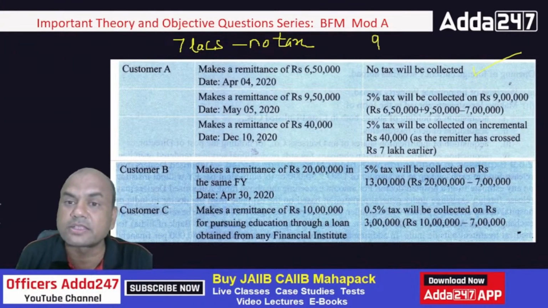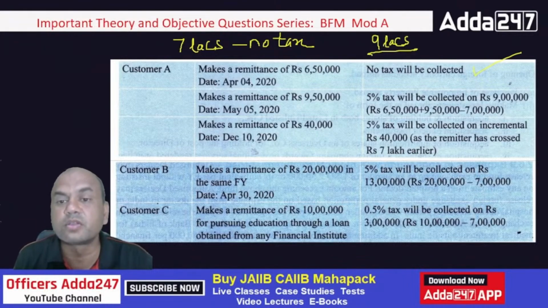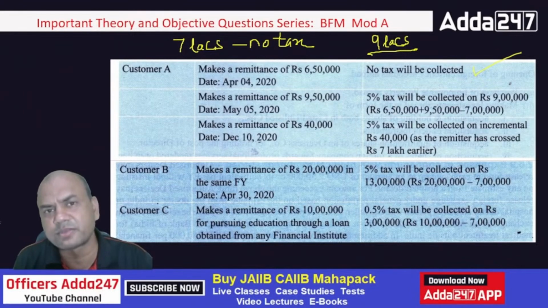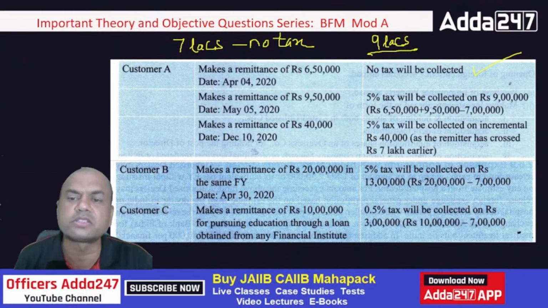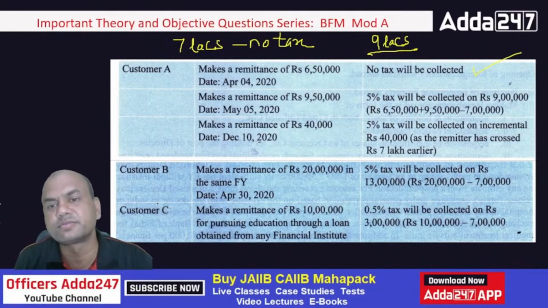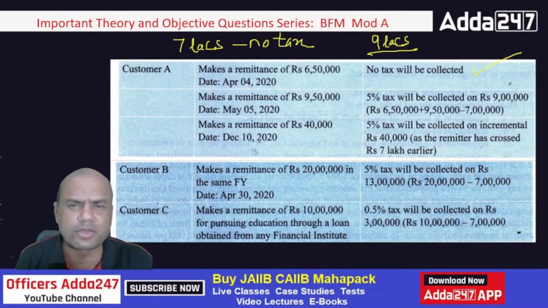So on 9 lakhs I'll be collecting the tax because that is above the limit, isn't it? So look at this. 5% tax will be collected on 9 lakhs. Isn't it simple? See, the calculation is also given. 650 earlier plus 950 minus 7 lakhs. So 9 lakhs. So 5% on 9 lakhs will be collected, whatever that amount is, okay? That will be collected. 45,000, isn't it? Next.